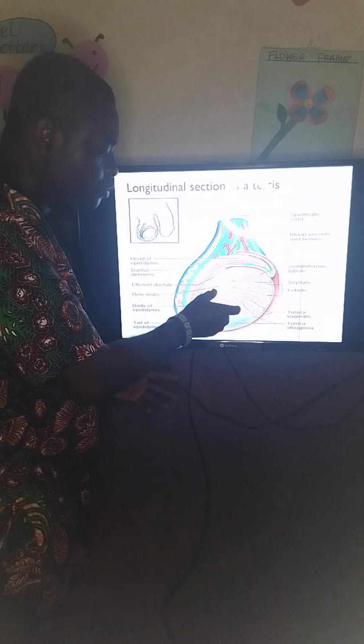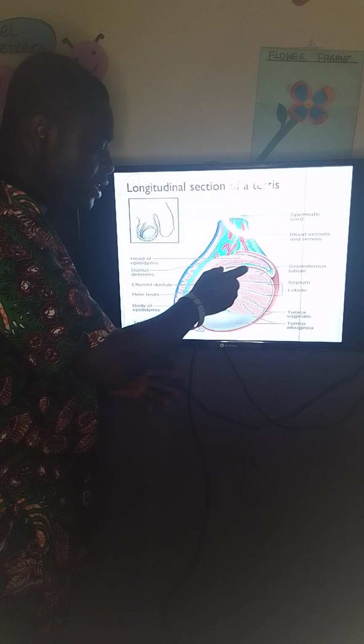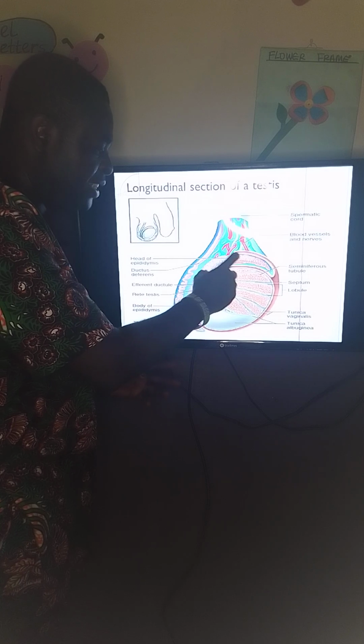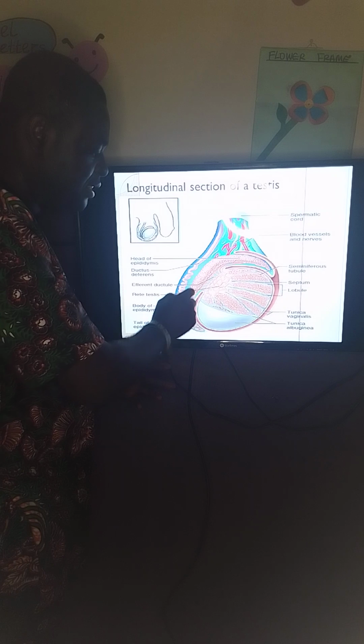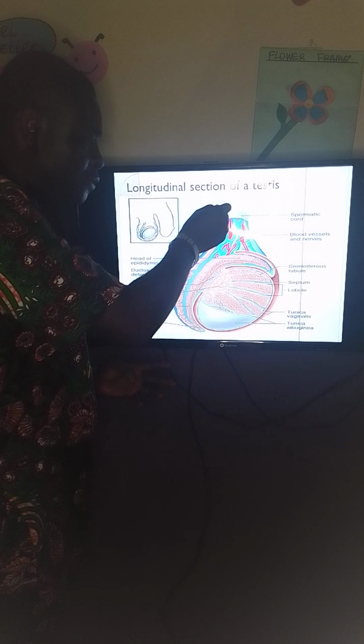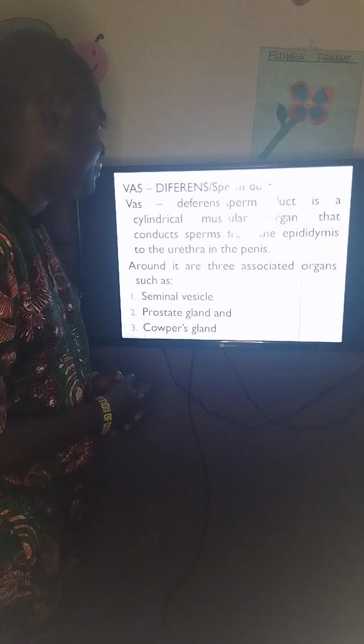This is the structure I've used to explain. These are the seminiferous tubules. When they go out, they form vasa efferentia, which occupy the epididymis. And the vasa efferentia straighten up again to form sperm ducts. Now, we'll be looking at the sperm duct, which is also known as vas deferens.